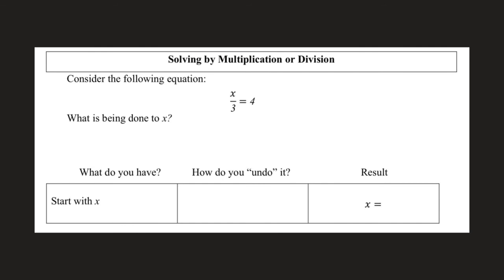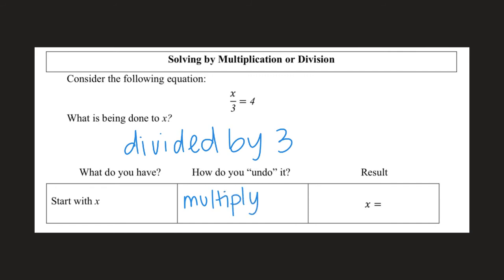So looking at this problem right here, it says what is being done to x? Well, it says x over 3, or x divided by 3. So if I want to undo that division, I am going to multiply both sides of my equation by 3. So I'm going to write this problem over here, and I'm going to do that. Again, if you like to draw that line down your equals to show you both sides of your equation, that might be helpful for you.